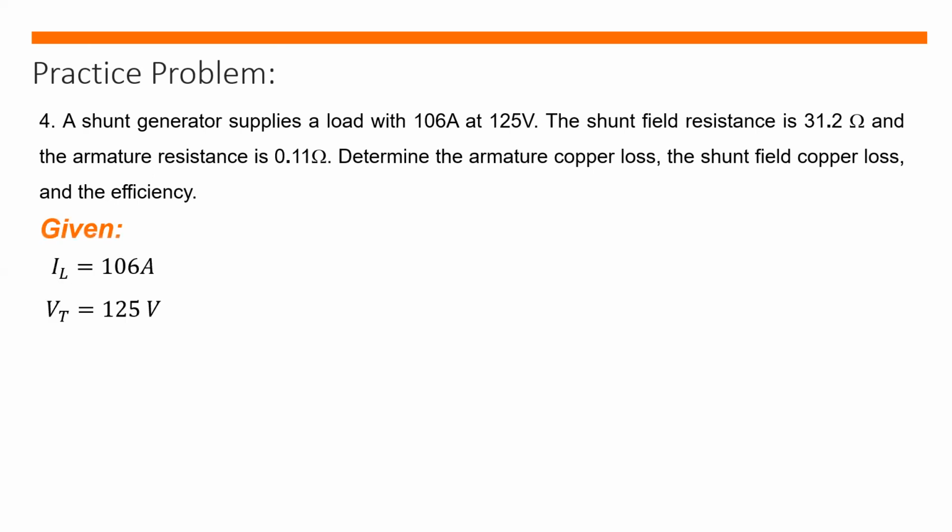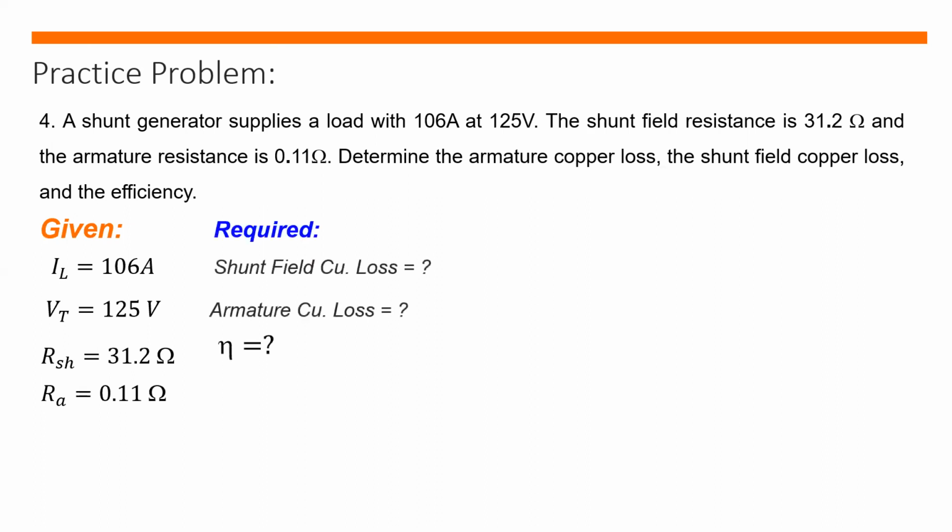So writing all the given, the load current is equal to 106 amperes. The terminal voltage is equal to 125 volts. The shunt resistance is equal to 31.2 ohms. The armature resistance is 0.11 ohms. So we are asked to solve for the shunt field copper loss, the armature copper loss, and the efficiency.